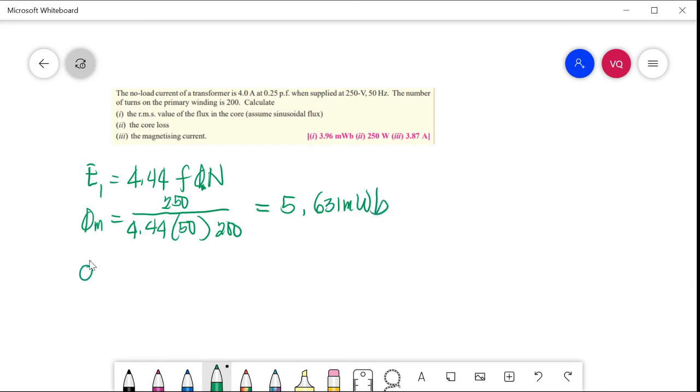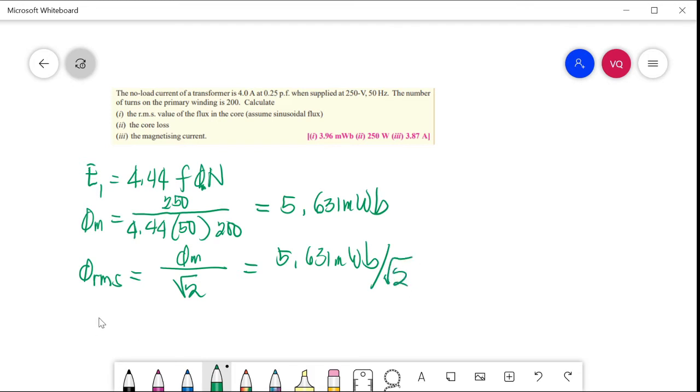Flux RMS is equal to flux maximum divided by square root of 2. So 5.631 milliweber divided by square root of 2 is equal to 3.981 milliweber. That is for letter I.